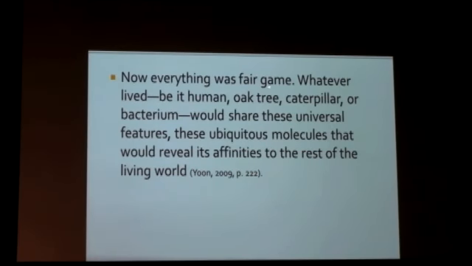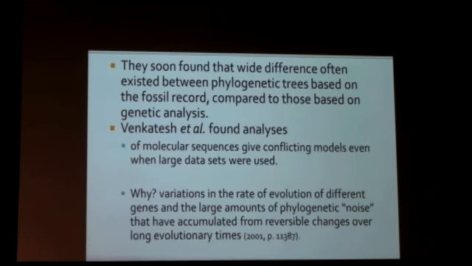And so everything was fair game. It didn't matter what you looked like. You just compared the genomic sequences, and that then was to produce the evolutionary tree. Okay? The problem is, though, there were wide differences between phylogenetic trees based on the fossil record. So you look at the fossil record and you get one evolutionary tree. You look at the genome and you get very different evolutionary trees.